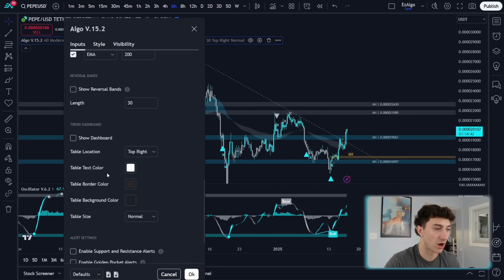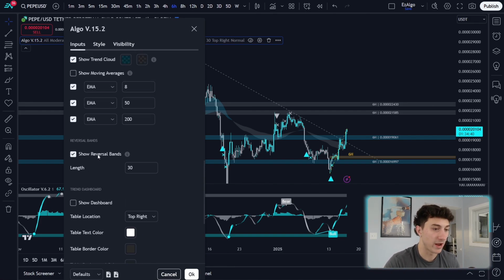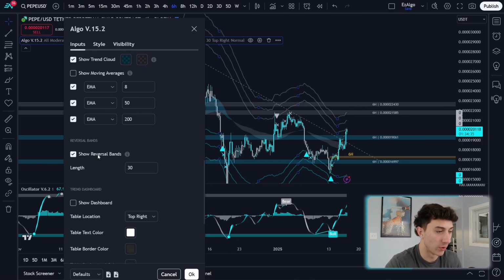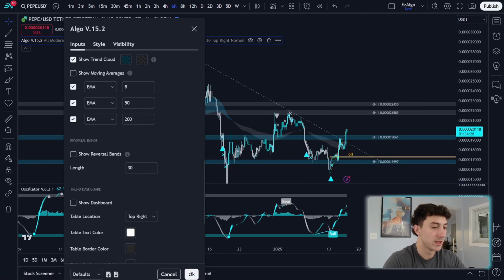The reversal bands are very helpful and very, very accurate as well. I just prefer to have a clean chart, and a lot of the time I know where these levels are anyway. But you can see these reversal bands are really on point. Just for this video's sake, we're going to turn all of that off.